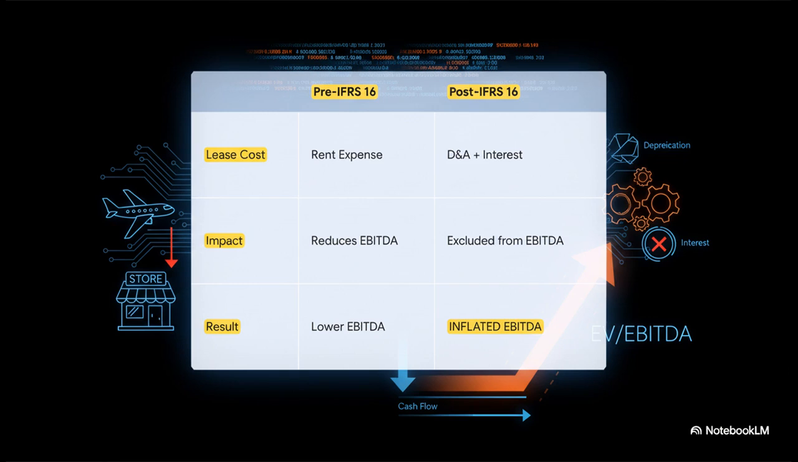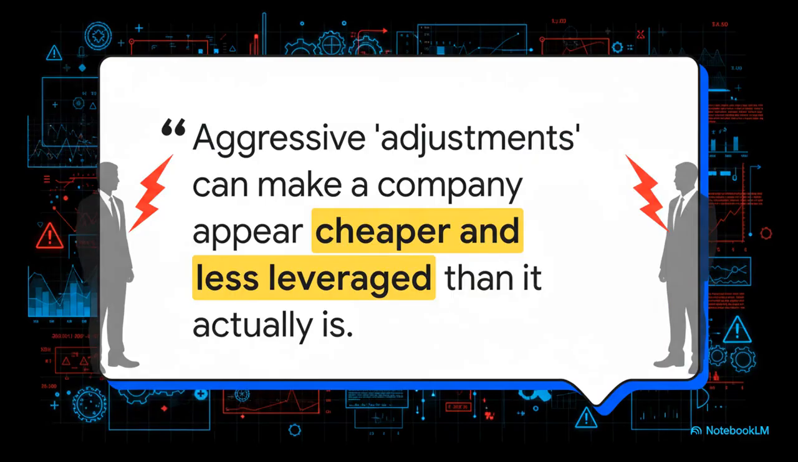The result? The company's EBITDA looks way higher, even though not a single extra dollar of cash came in the door. So a professional analyst has to go in and manually reverse this whole thing just to get back to a true apples-to-apples comparison. But here's the warning that comes with this power to adjust. Companies can get really, really aggressive with their own adjustments to make their business look a lot more profitable and a lot less risky than it truly is.